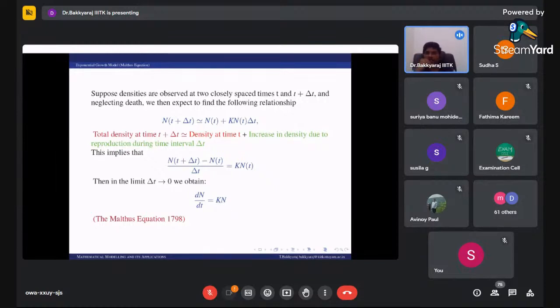It's a very famous equation. If k is positive, this is called a growth model. Suppose your k is negative. If k is negative, what happens? What happens if k is negative? Any answer?